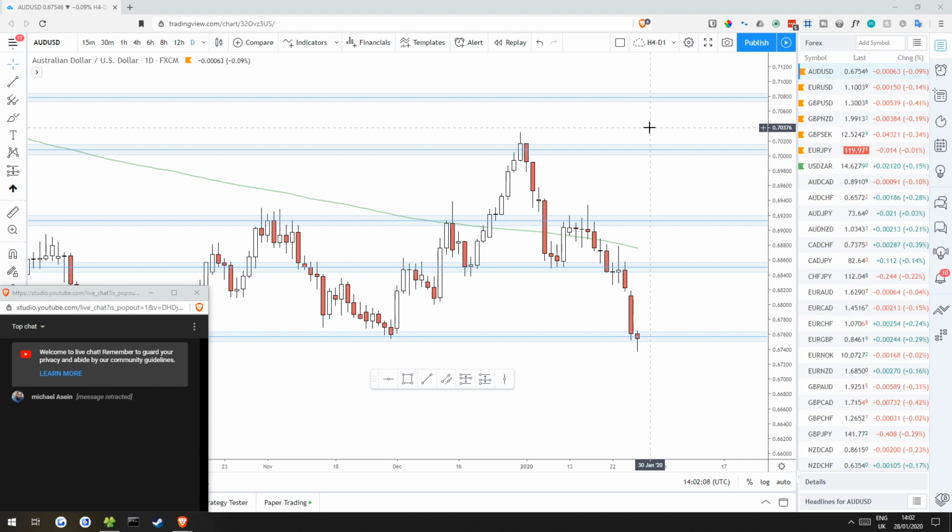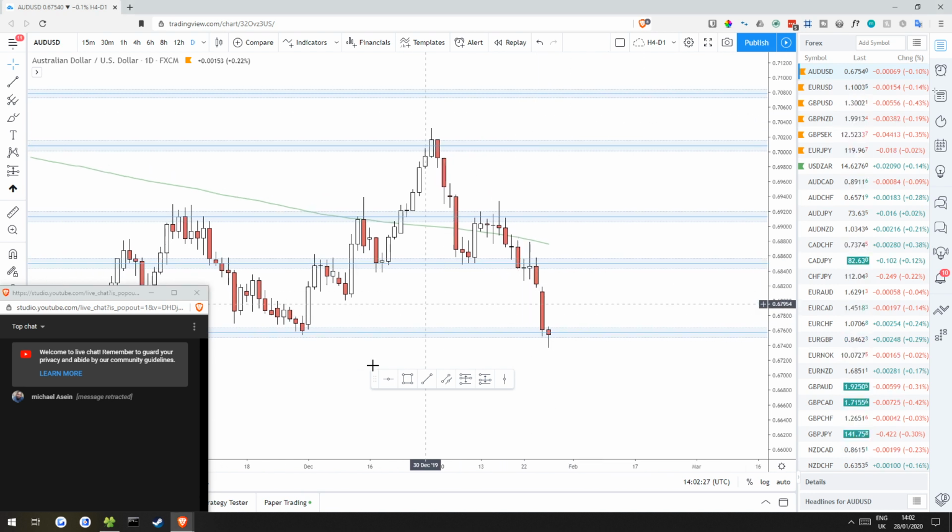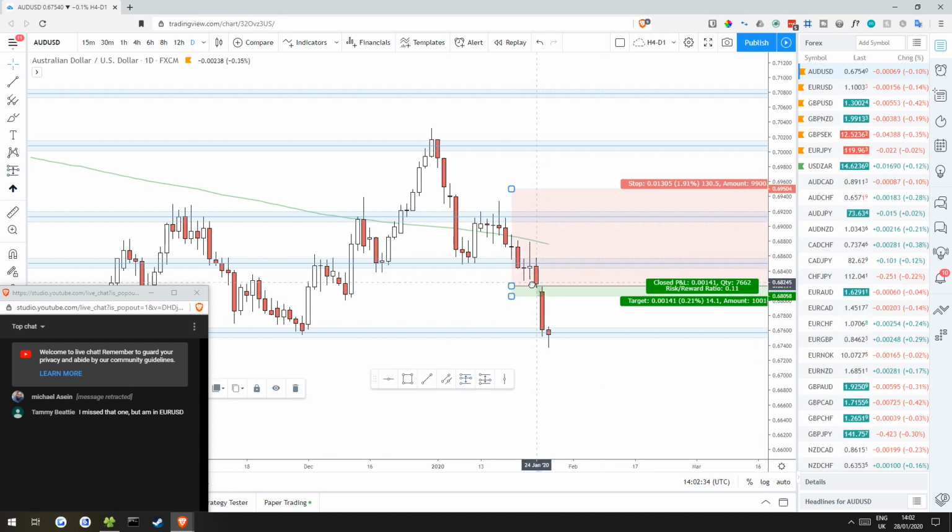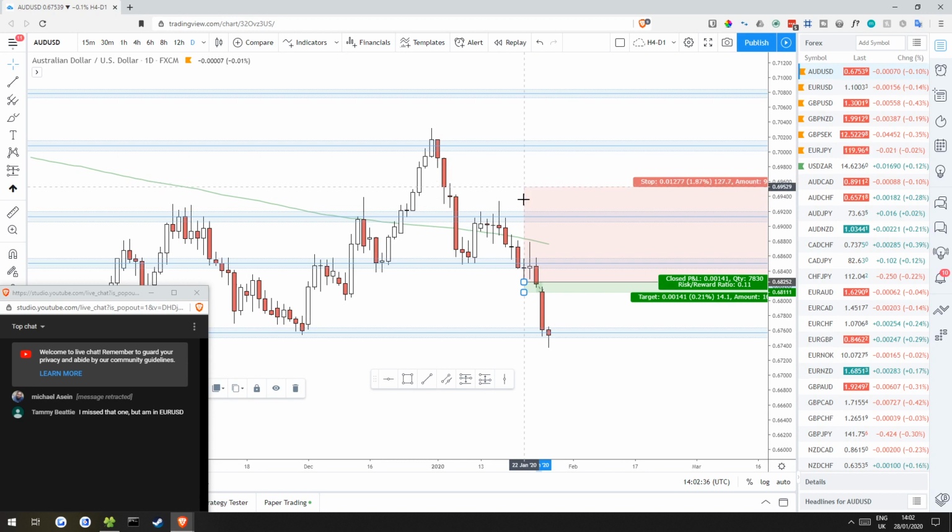Has anyone entered? Anyone who's in the room right now? Or am I right in assuming nobody entered this one? Alright, it looks like no one entered it. So this ended up... Oh, you got in on the Euro USD one. That's quite nice. This one ended up working out pretty well.